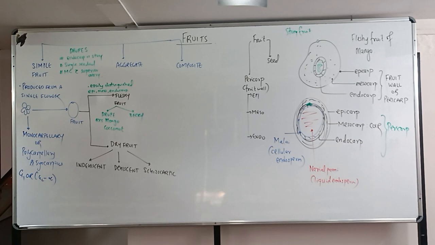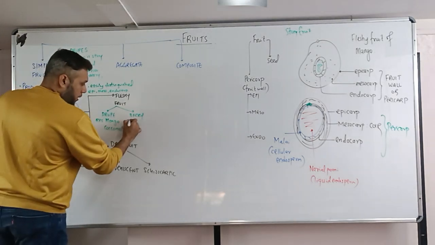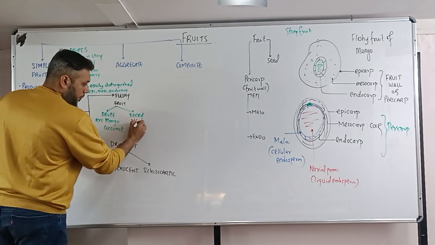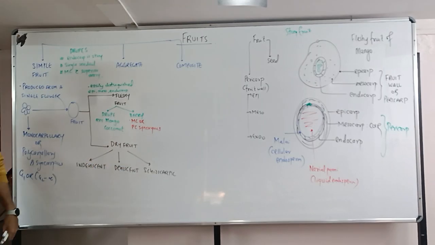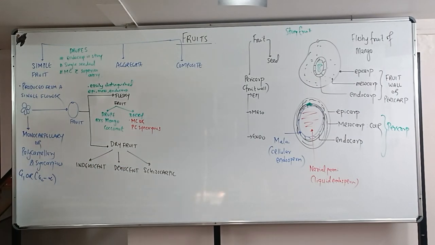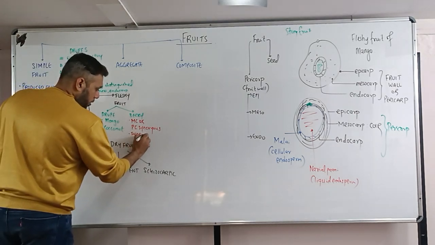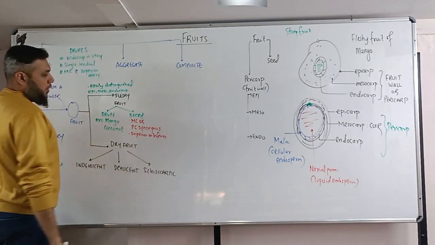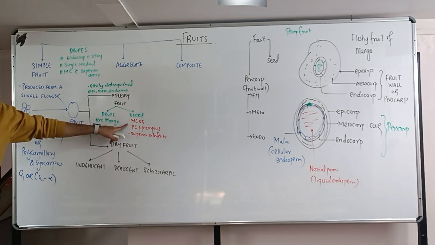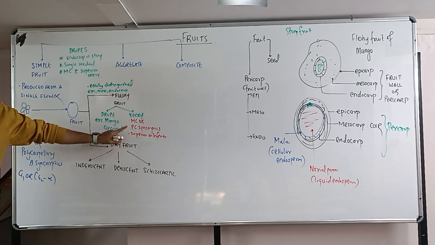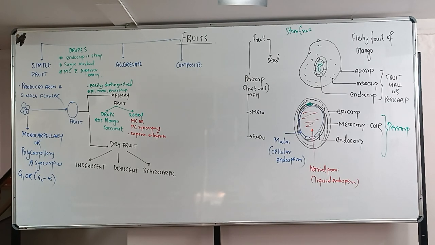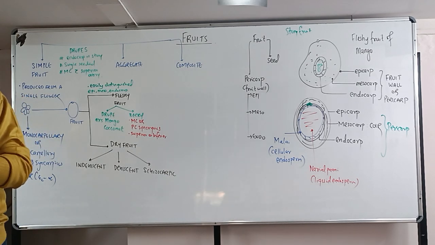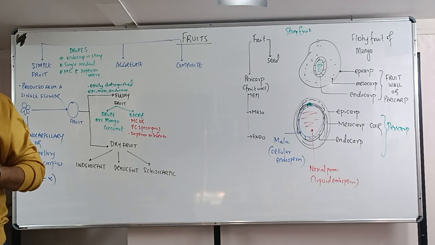The second type is which type? Berry. In the case of a berry, it is going to be either monocarpellary or polycarpellary. But the condition is going to be what? Syncarpous. The ovary can either be superior or inferior. So it is monocarpellary or polycarpellary, and the ovary can be superior or inferior. And these are many-seeded. Initially the seeds are attached to the placenta.